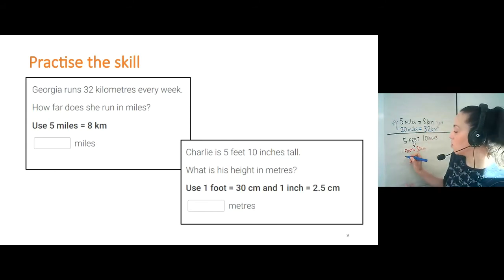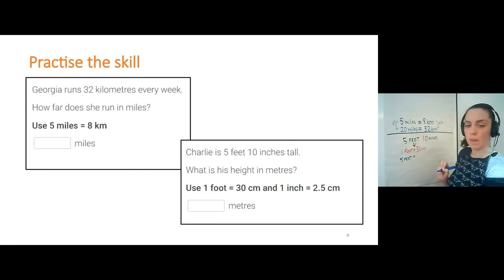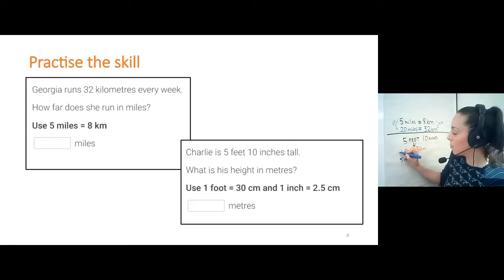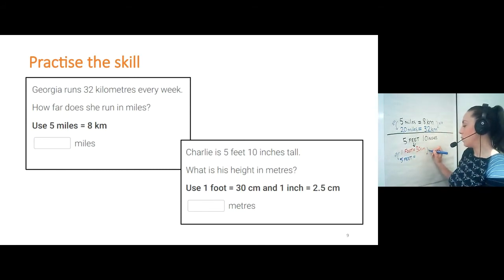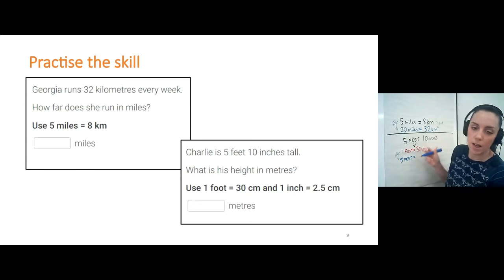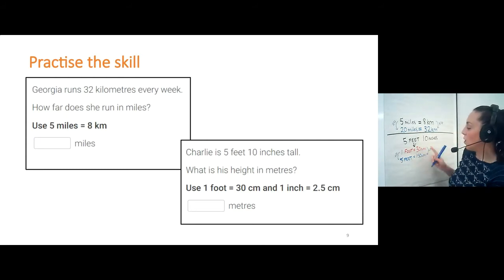Okay, he's 5 feet tall. We'd need to see by how much we've increased the feet side. That's increased 5-fold, 5 times. And we do exactly the same to this side as well, so we're keeping to this scale. Our scale here is 1 foot to 30 centimetres. So 30 times 5, somebody got it. Well done, Nikki. 30 times 5 gives us 150 centimetres. So our 5 feet, we now know, is 150 centimetres.